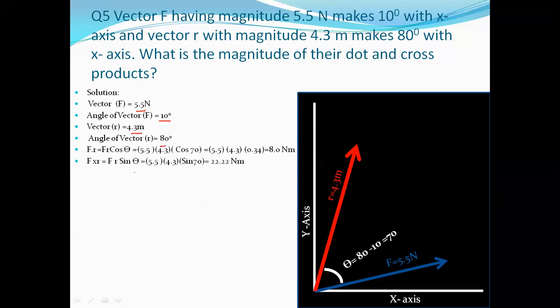So f dot r, the dot product, is written as fr cos theta. Putting in the value of f, which is 5.5, the value of r, which is 4.3, and cos 70 because the angle between them is 70, we get 0.34 multiplied by 4.3 and 5.5, which gives 8.0 Newton meter. And for the cross product, we have f cross r, which is equal to fr sine theta. With f 5.5, r 4.3 and sine 70, this will be equal to 22.22 Newton meter.